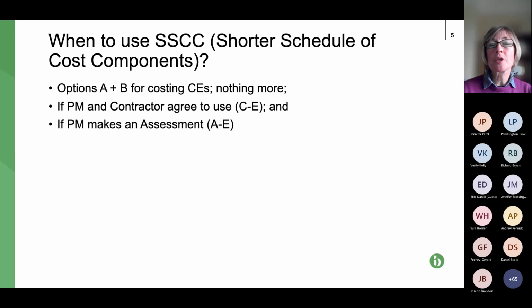There are other alternatives where you can also use the shorter schedules. The first one is the second bullet point. If the project manager and contractor agree between them that it should be used for the contracts C, D and E for maybe one item, or if they agree generally. I've never come across such an agreement. You may have done. And also if the project manager makes an assessment.